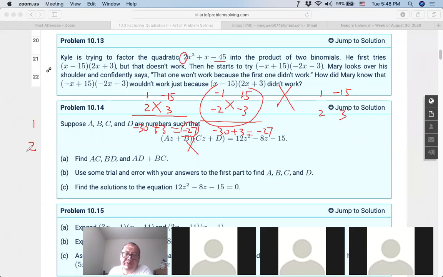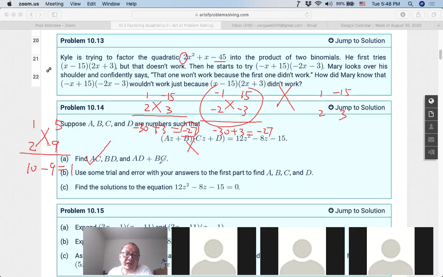Then you try how you can factor this negative 45, making the cross multiplication, the sum of the multiplication, give you positive 1. So first you can think this one's 5, 9. So that means 5, 9. Then make this one negative. Then you get 2 times 5, that's 10, minus 9. You get a positive 1. So that means this one works, right?